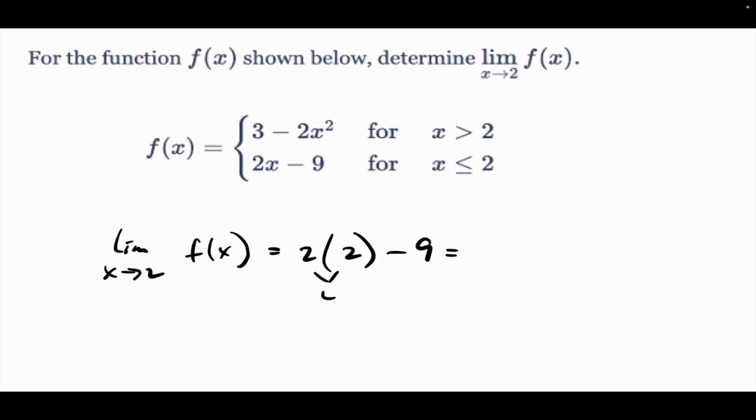Let's see, 4 minus 9 is negative 5. Is negative 5 a number on the number line? It sure is. You're done. The limit is negative 5. The x value is negative 5.